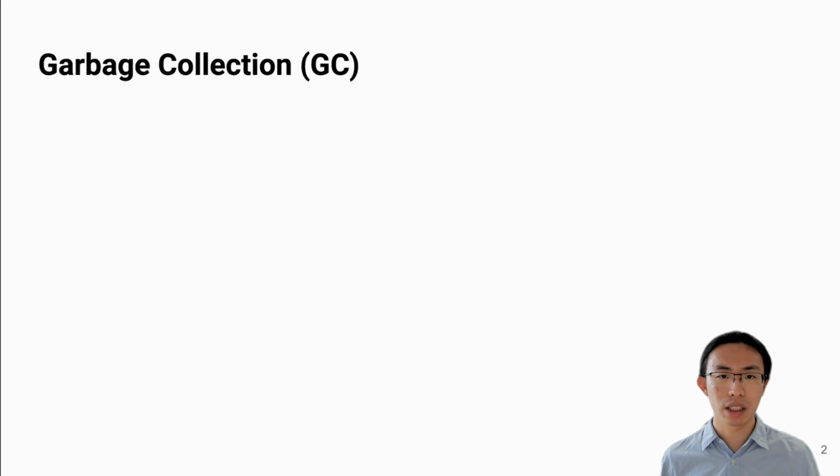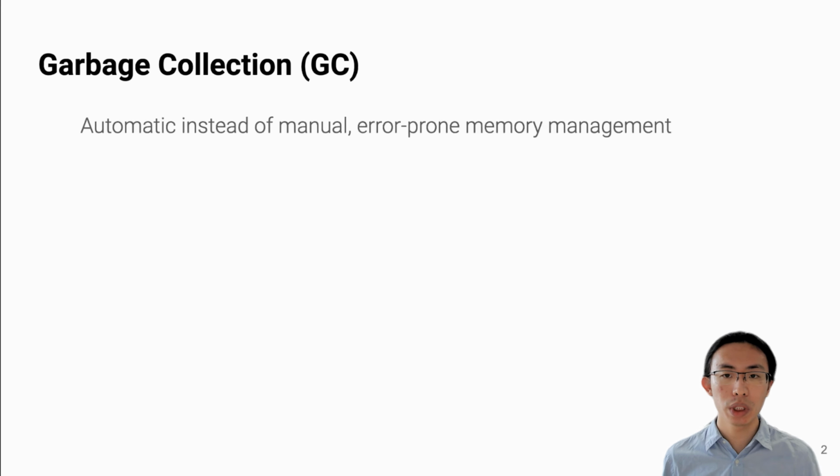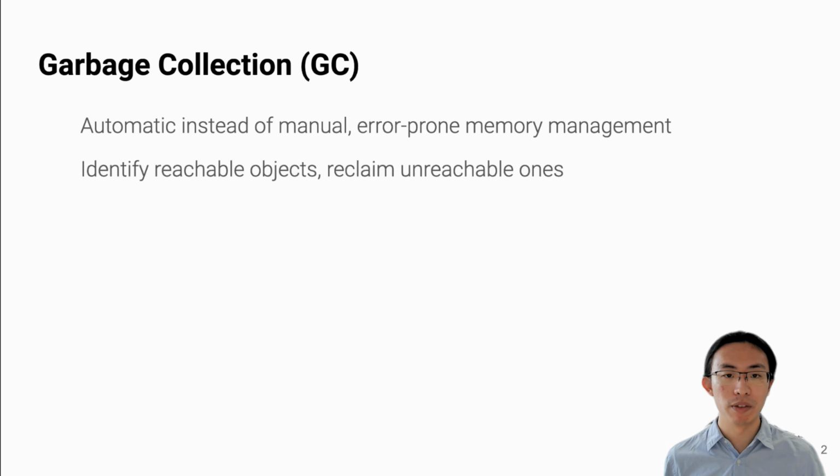So, what is garbage collection, or GC? In programming languages with GC, programmers don't need to perform manual, error-prone memory management. GC provides automatic memory management, and it works by identifying reachable objects and reclaiming unreachable ones to make more usable memory available. Almost all modern programming languages have GC, and you can find it nearly everywhere.